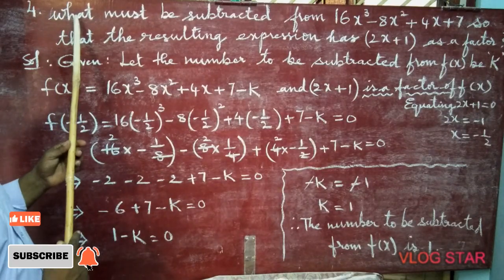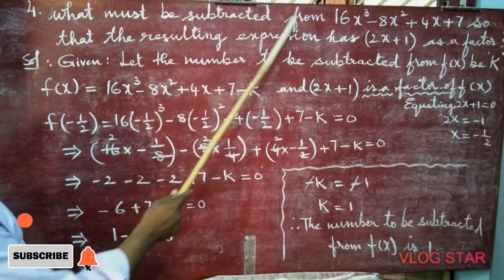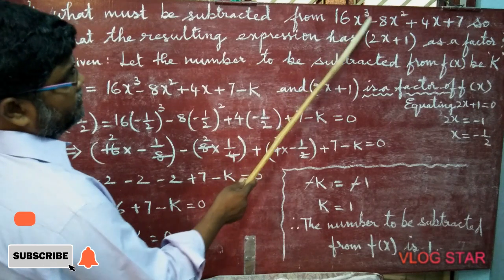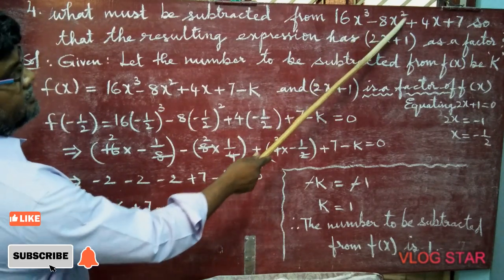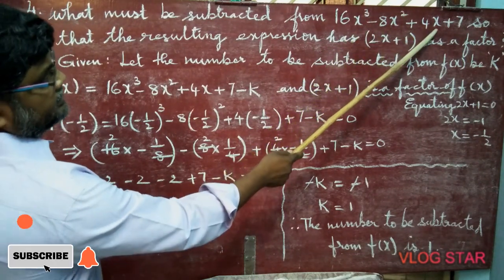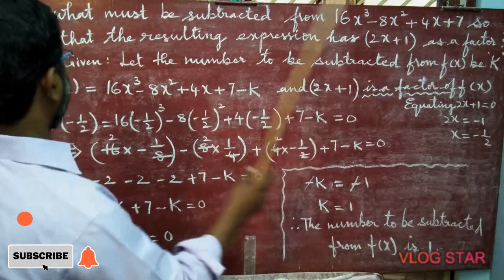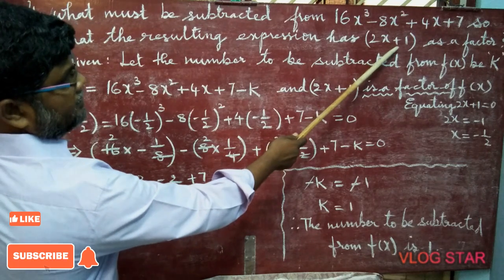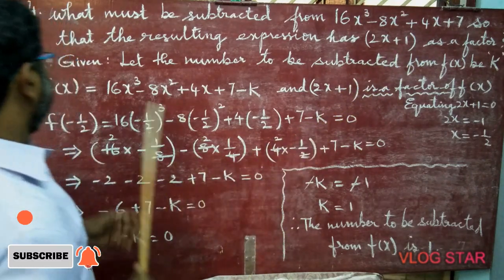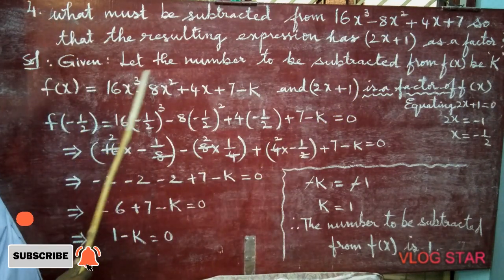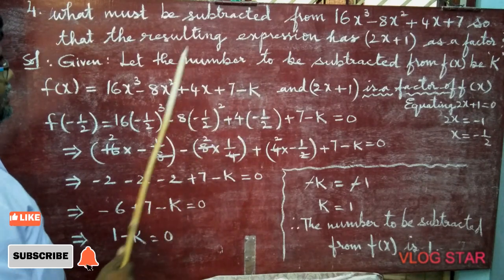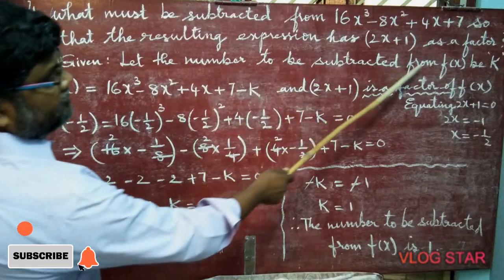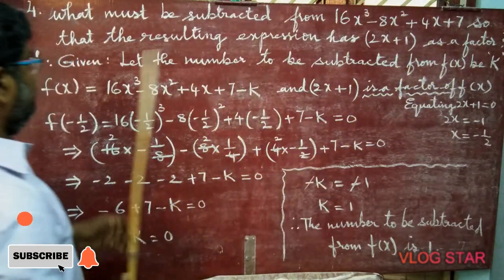Now, fourth problem. What must be subtracted from 16x cube minus 8x square plus 4x plus 7 so that the resulting expression has 2x plus 1 as a factor? Solution given. Let the number to be subtracted from f of x be k.